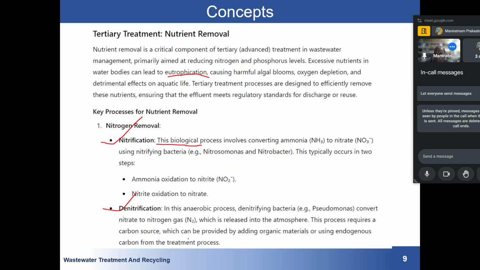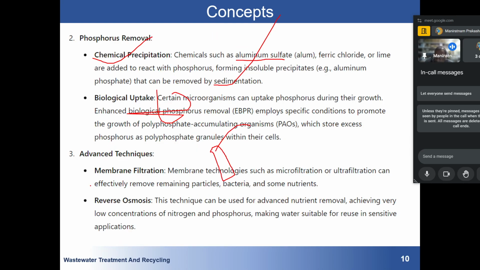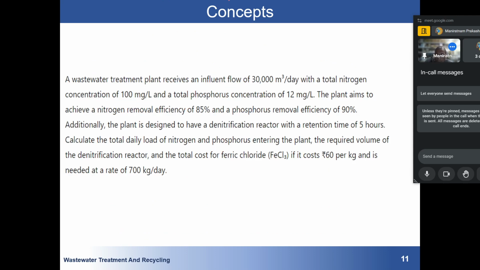So this was all about tertiary treatment, that is by nitrification, denitrification, chemical precipitation, biological uptake, or some advanced technique. Coming to the second problem, related to the previous problem which we have discussed, just try to solve this question. This is a simple question related to what I have discussed in the last slides.